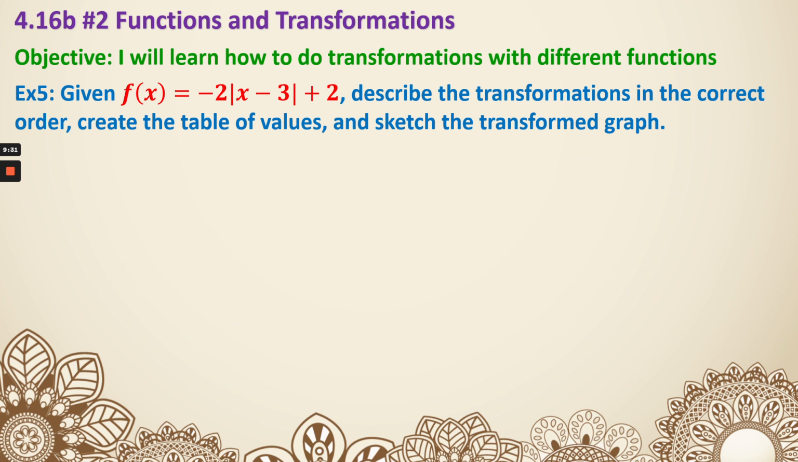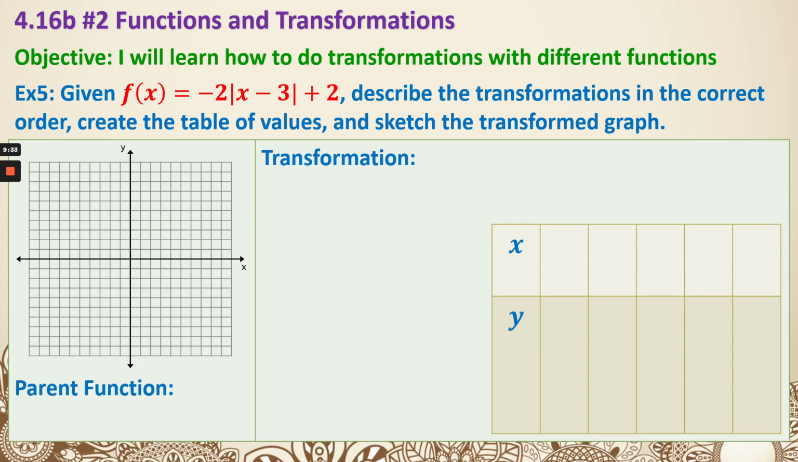Now we're dealing with absolute value. Let's write down the initial values first. f(x) = |x|. The x values are -2, -1, 0, 1, 2, and the y values are 2, 1, 0, 1, 2. Now 1, 2, 3: check for multiplication, check for negative, and check for addition and subtraction.